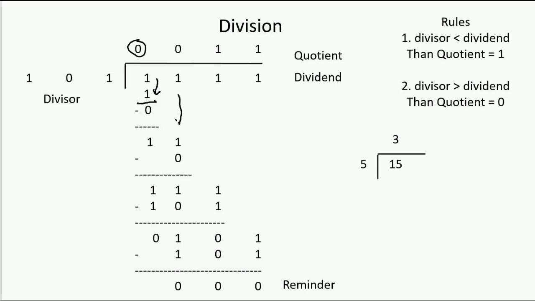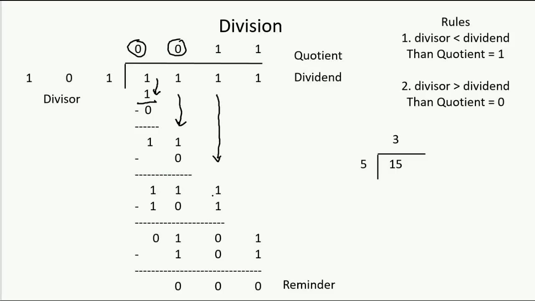Next, you need to again drop down the 1 over here. Then you compare: this 1 is less than the divisor, so we again put the quotient 0. It is obvious that here also we have 0, because if we multiply the divisor 101 with 0, the answer is also going to be 0. So that 1 is carried forward in the drop down. Now you need to again drop down one more bit over here.